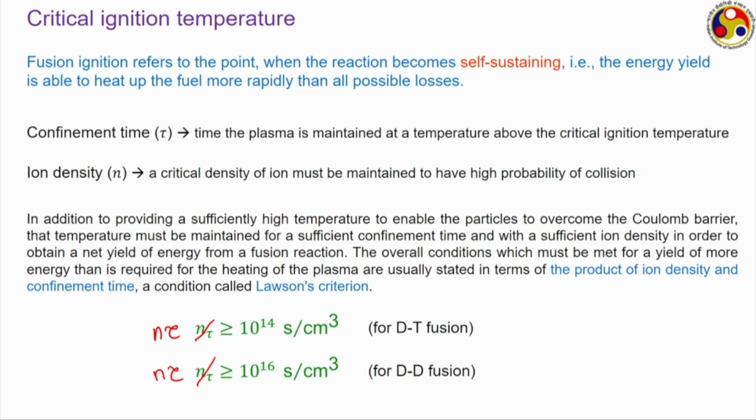So, this Lawson's criterion is something we must satisfy. We must provide sufficient ion density and also sufficient confinement time, so that the ions are exposed to a sufficiently high temperature over a long period of time, and hence it reaches a situation where the energy yield is sufficient to self-sustain the reaction.